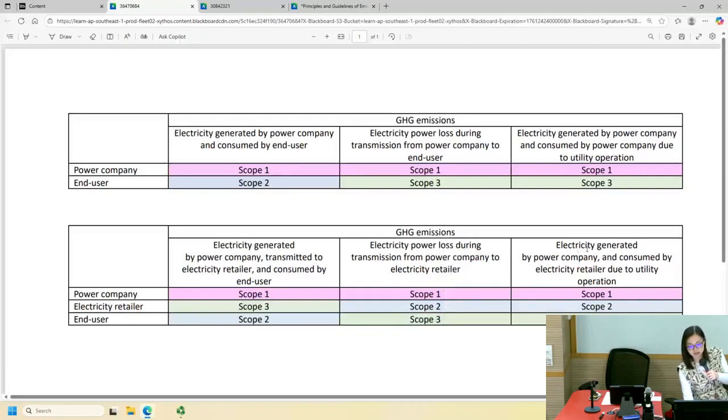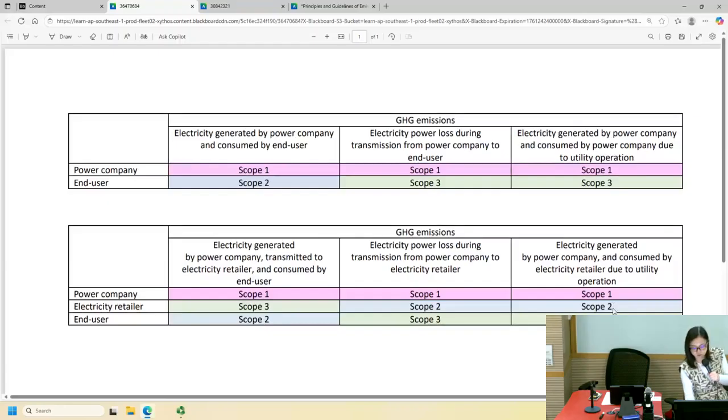And there will also be electricity generated by the power company and then consumed by the retailer's utility. Maybe the electricity generated by Daya Bay and then consumed by the CLP office. Then these emissions would be scope 1 for the power company and scope 2 for the retailer, because they are paying the electricity bill in order to consume this electricity.